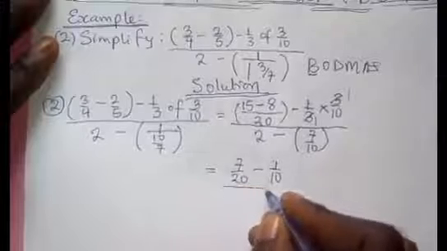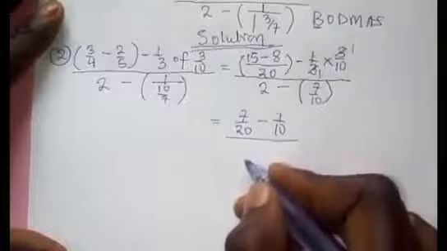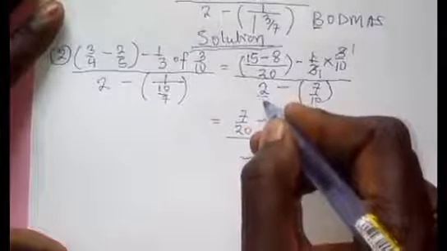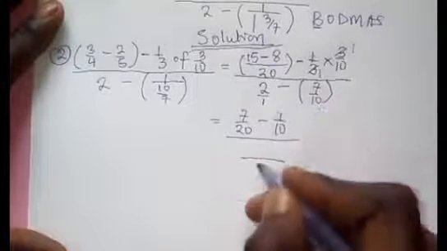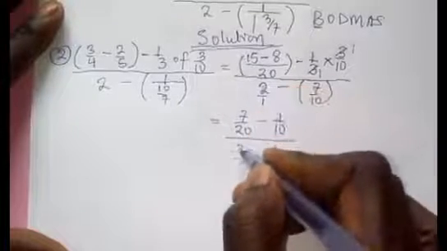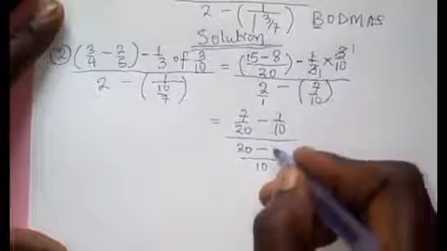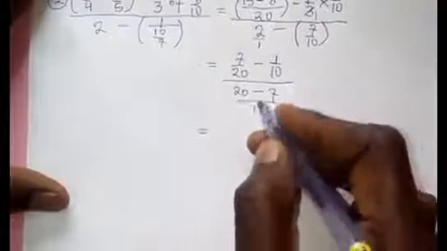Now we come here, we put our line this way, and then we simplify this by taking the LCM. This whole number you see here, 2, can be written as a fraction by dividing it by 1. Then we can take the LCM of 1 and 10 to give us 10. Now 10 times 2 will give us 20. Then minus 10 into 10 is 1 times 7. That will give us 7. Now in the next step, we are going to simplify this.